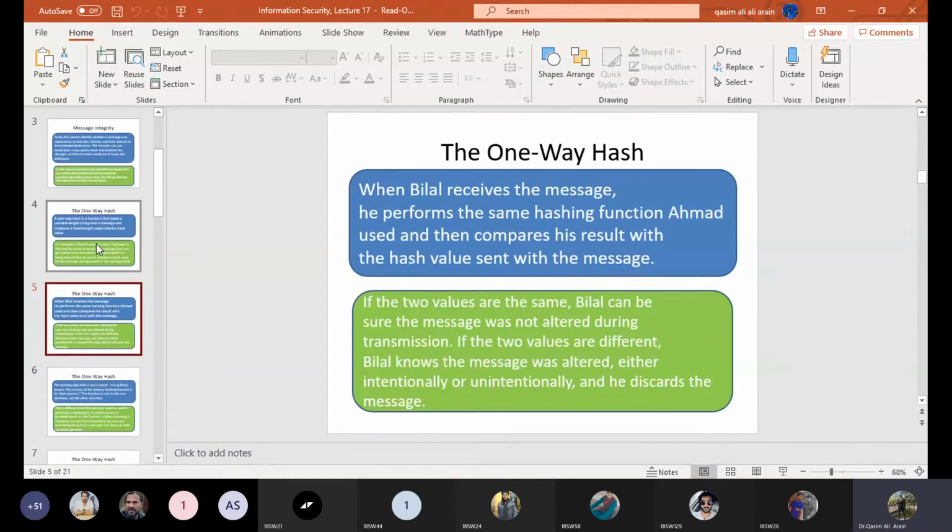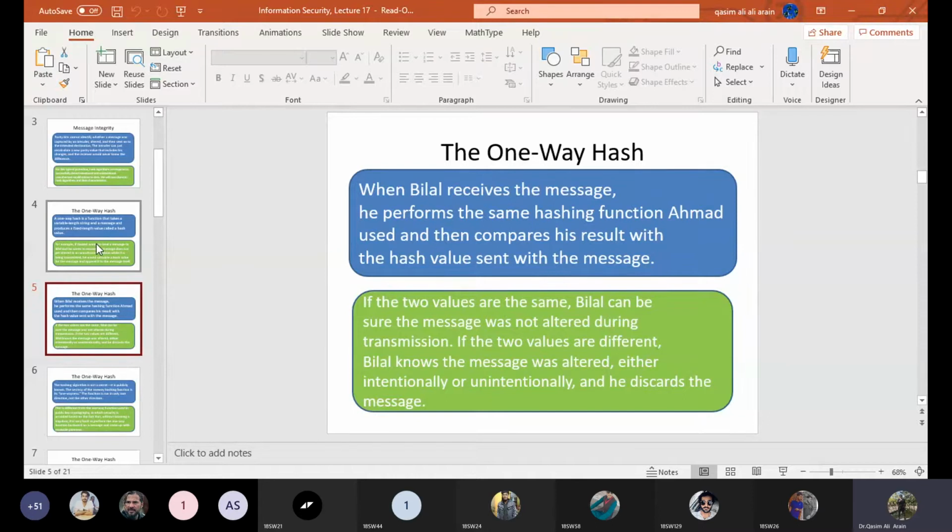When Bilal receives the message, he performs the same hashing function Ahmed used and then compares his result with the hash value sent with the message. Now what does Bilal have to do? Bilal has received the message. I mean, in the message he has received the hash value as well as the original message. Now he will not touch that hash value. He will collect that original message, pass it through that hash function that has been performed at the sender's end and calculate a new hash value, right? Now that hash value would be compared with the hash value that has been coming from Ahmed, right?